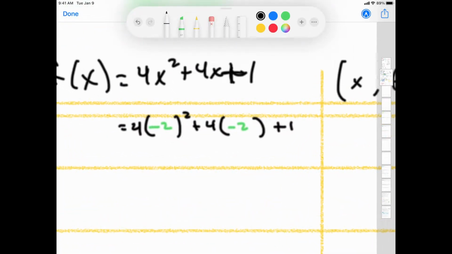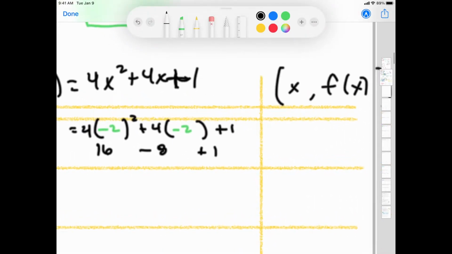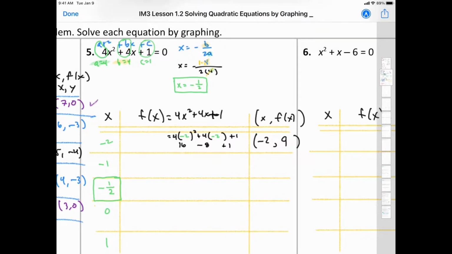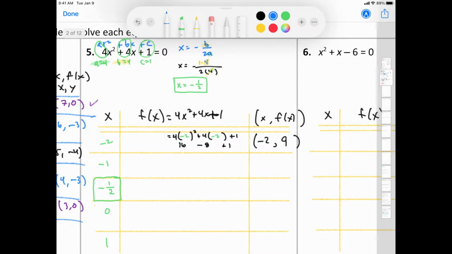Remember, order of operations tells you to do exponents before you multiply. So negative 2 times negative 2 is positive 4. 4 times 4 is 16. 4 times negative 2 is negative 8. And that is 16 minus 8 is 8. 8 plus 1 is 9. 9 is my answer. So when x is negative 2, my answer is 9. Let's do the same thing for negative 1.